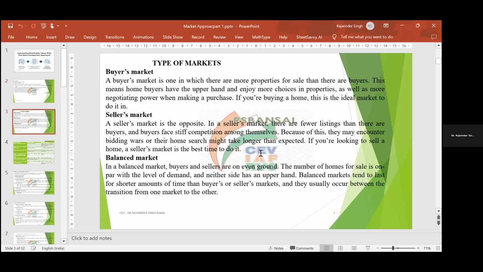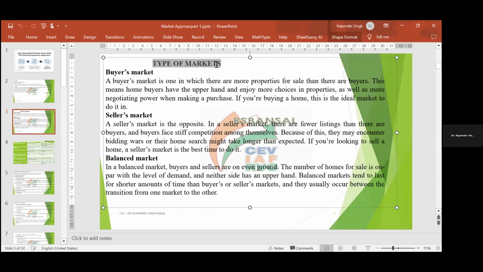So types of market, as you have already studied in the economics part and the first chapter also, there are three types of market. One is buyer's market, another is seller's market, third is balanced market. In buyer's market, buyers have the upper hand. It is a market in which there are more properties for sale than buyers, meaning the number of sellers is more and the number of buyers is less.